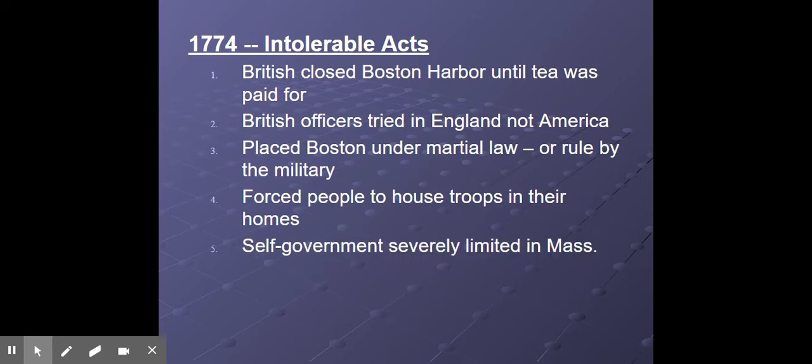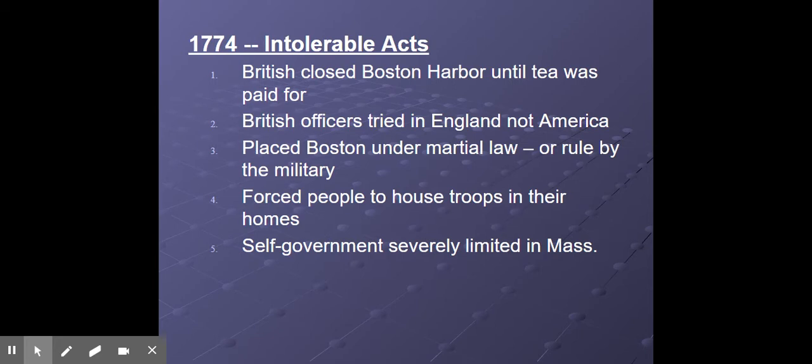And once again, our self-government, especially the self-government in Massachusetts, because Massachusetts is getting blamed for the Boston Tea Party, because Boston is in Massachusetts, our self-government is going to be severely limited.